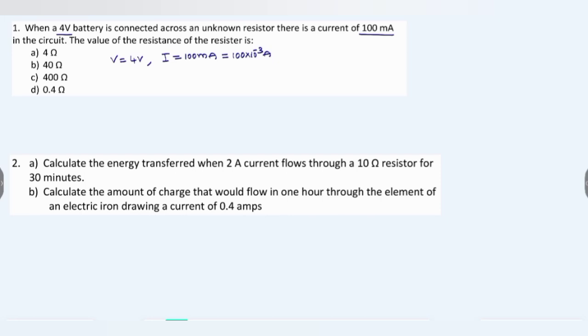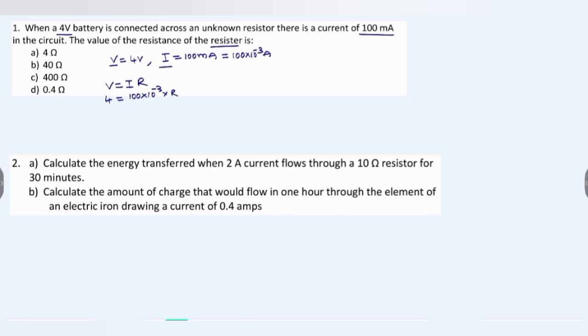Now we have to use the formula. We know V and we know I; we have to find R. So which formula do we use? We know V is equal to IR. This formula we have to use, because we know V and I, and we have to find R. Now here V is 4 volts, is equal to I, which is 100 into 10 to the power of minus 3, into R.